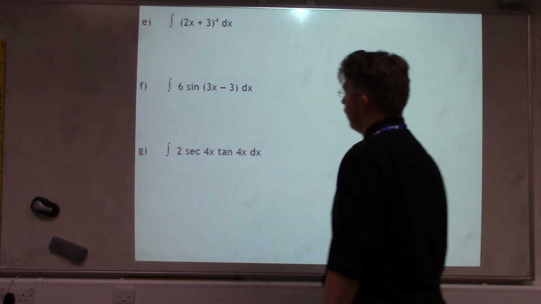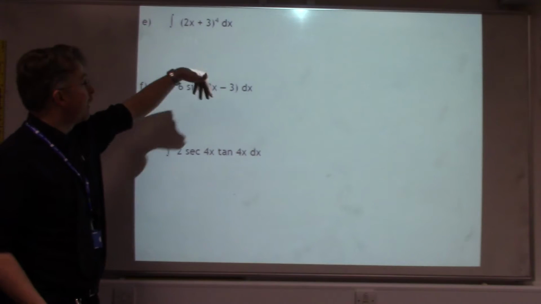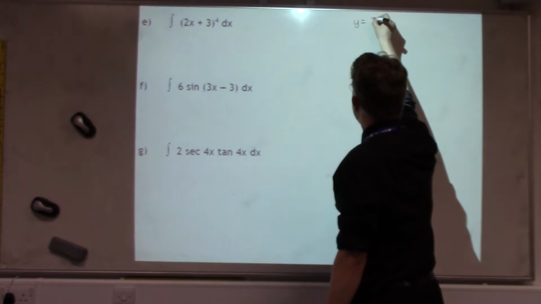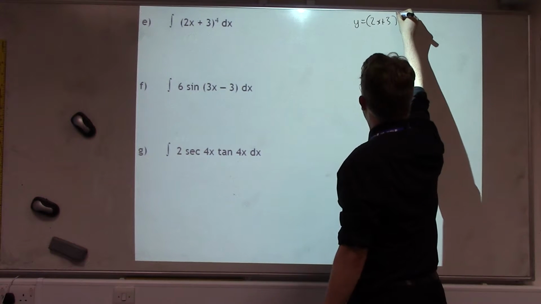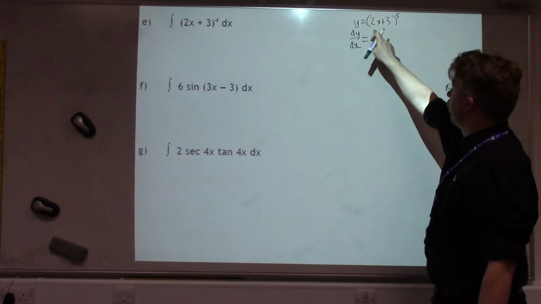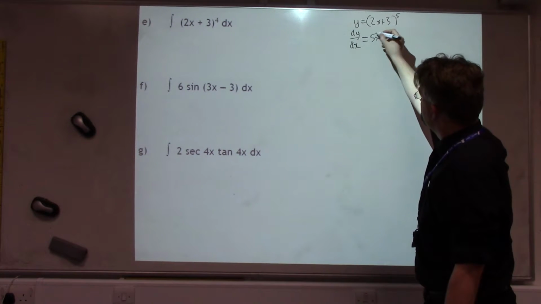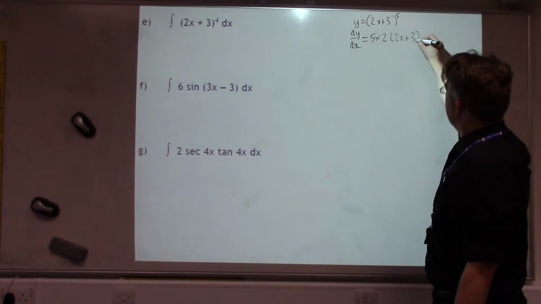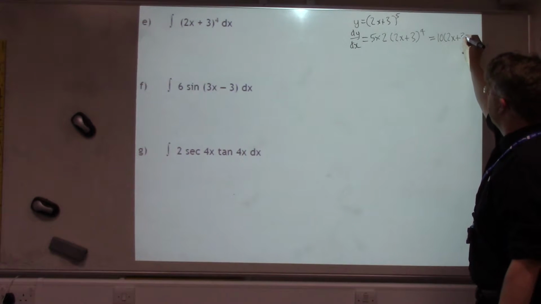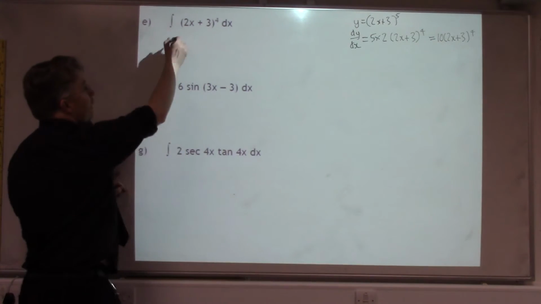So for E, we know that differentiating takes the power down, so our guess would be 2x plus 3 to the power of 5. Differentiating, the 5 goes to the front, the 2 goes to the front. We take 1 off the power, so we get 10 times 2x plus 3 to the 4. So it's 10 times too big, so our answer is 1/10 of our guess.